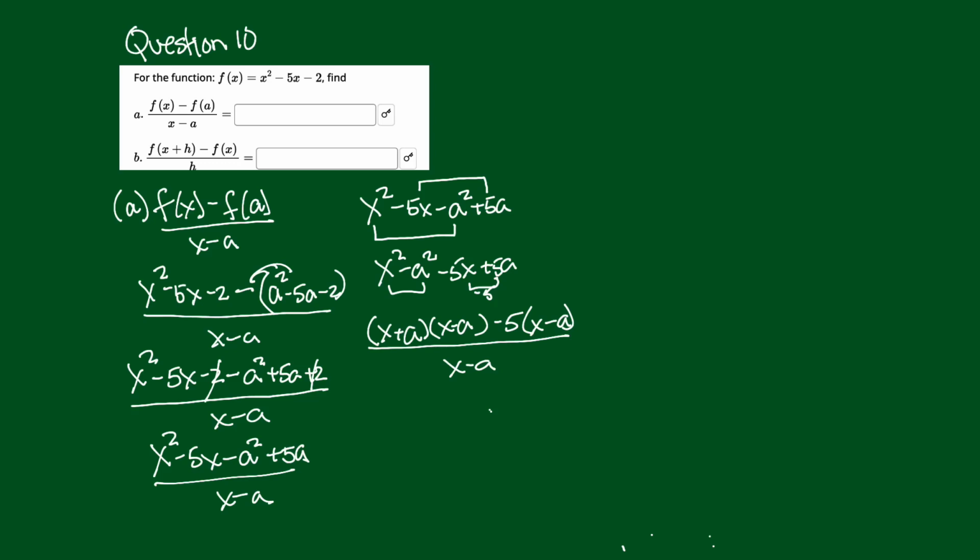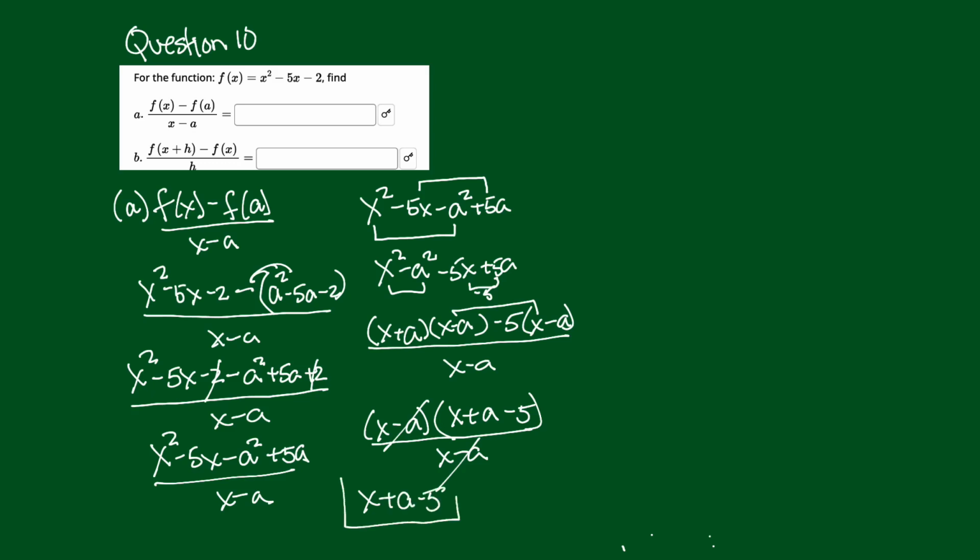all over x minus a. Now, what's common here? X minus a. So I'm going to take out an x minus a, and then what's left? What's left is this x plus a and a minus 5. So I get x plus a and then a minus 5. All of this is over x minus a. Then the x minus a's cancel, and now I'm left with x plus a minus 5. That is a monster problem.